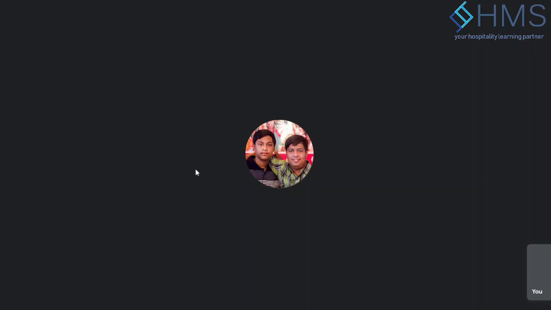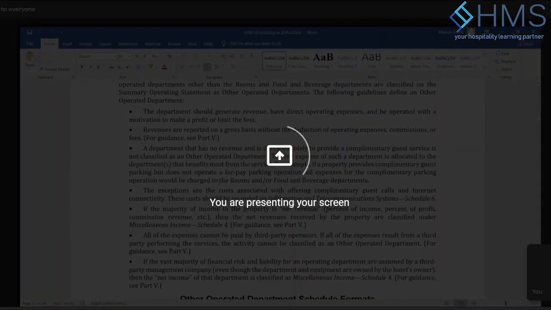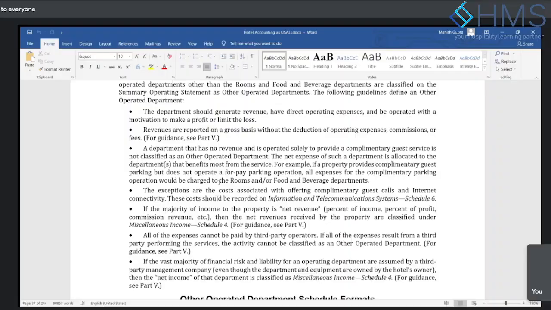Okay, correct. So now let me show you the other operating departments. Other operating departments, mostly the revenue and expenses are pretty simple, not very complicated. So once you look at the videos, you will be able to understand that easily. What I want to discuss specifically is how we are identifying the other operating departments. So usually the Uniform System gives certain guidelines on how we are going to identify the expenses. So these are the guidelines.